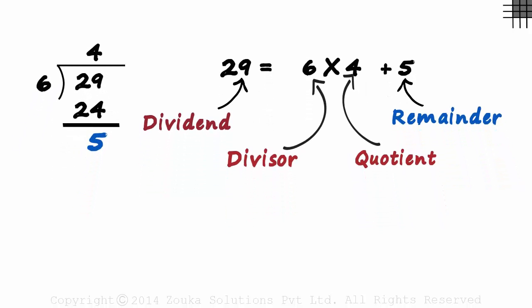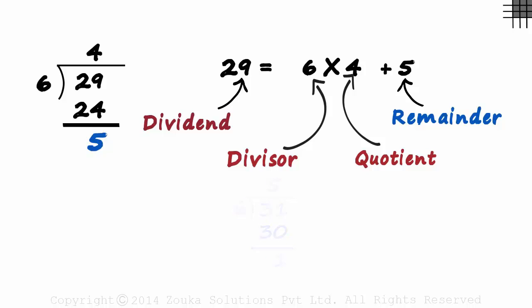Let's say you divide 30 by 6. Will you write the quotient as 4 and the remainder as 6? No, you will write the quotient as 5 and the remainder as 0. Similarly, if the dividend is 31, you will not write the quotient as 4 and the remainder as 7. You will write the quotient as 5 and the remainder as 1.